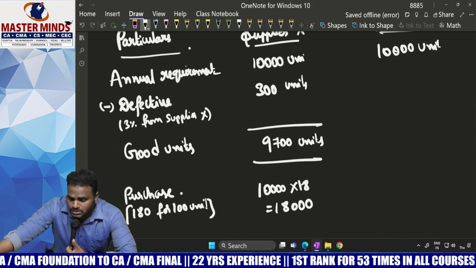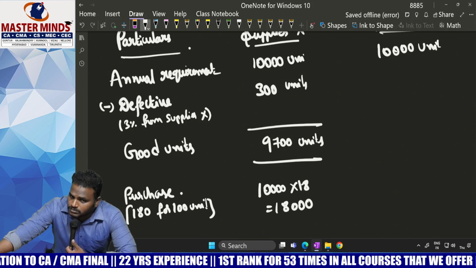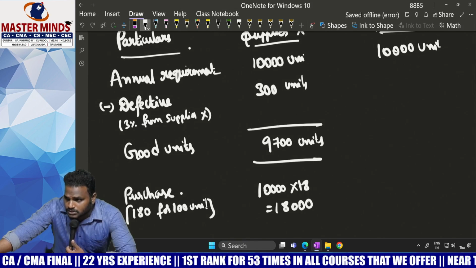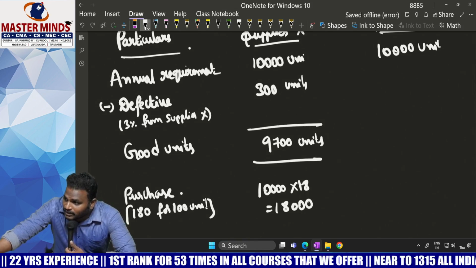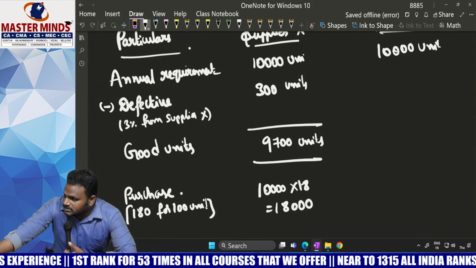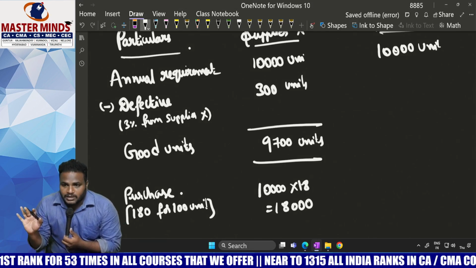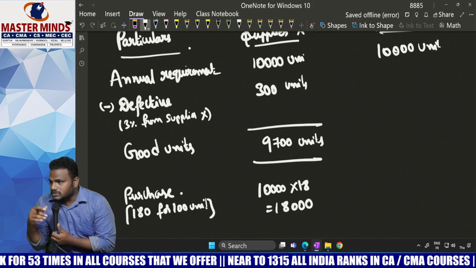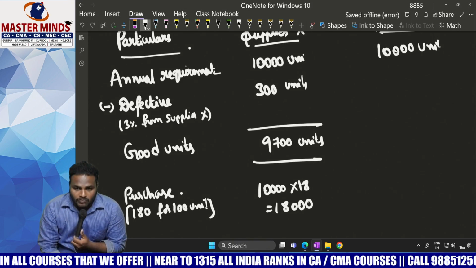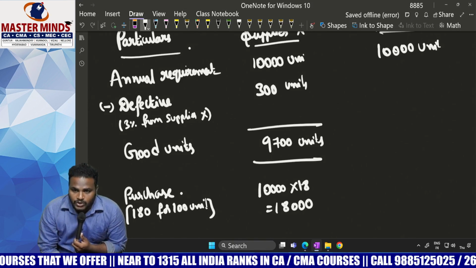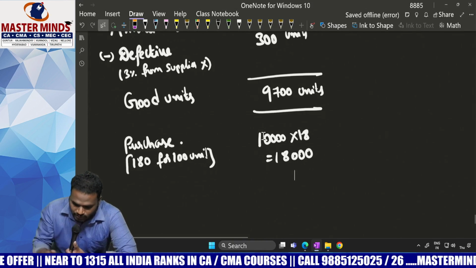Yes or no? Sir, then why do you calculate the defective? Yes, correct. Now these 300 units enter into the production. Yes or no? Because we will not inspect any raw material, right? Now these 300 defective units enter into the production and cause 180 rupees for 100 defective units. Now, production damage cost.